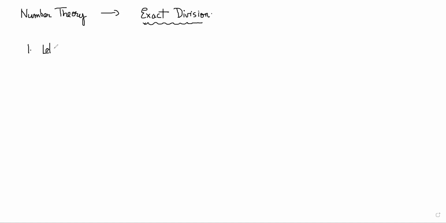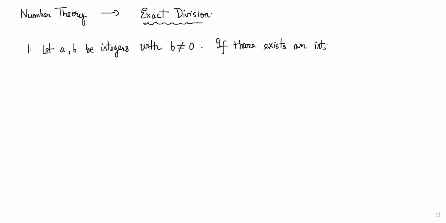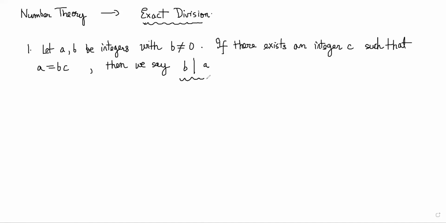Let A and B be integers with B not equal to 0. If there exists an integer C such that A is equal to BC, then we say that B divides A exactly. So this is the notation for B divides A.